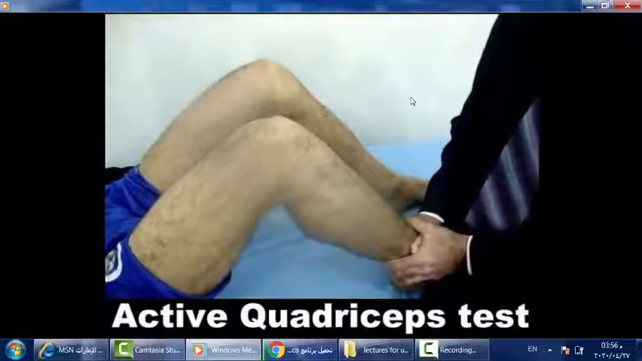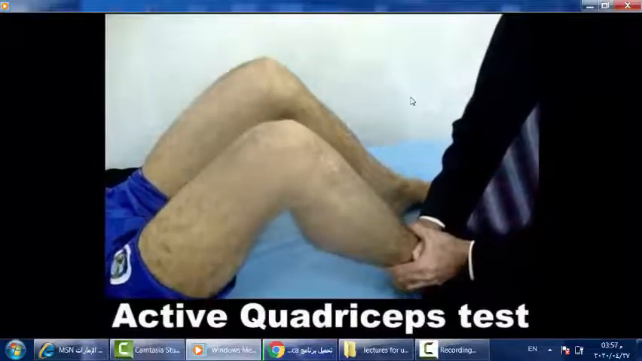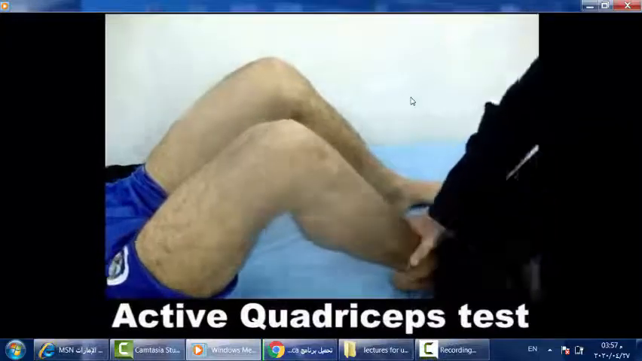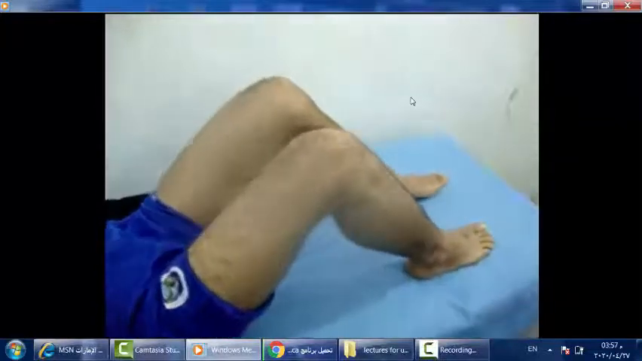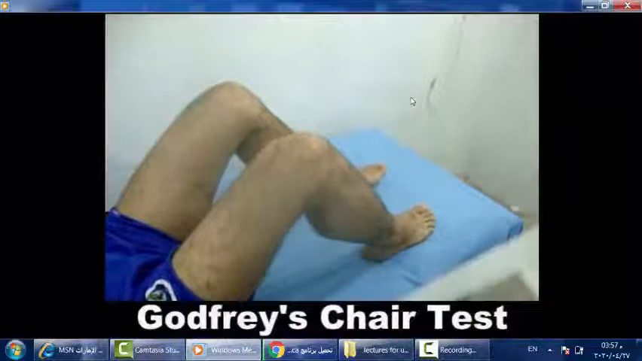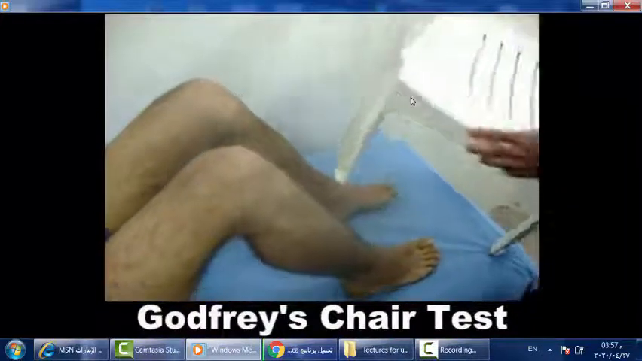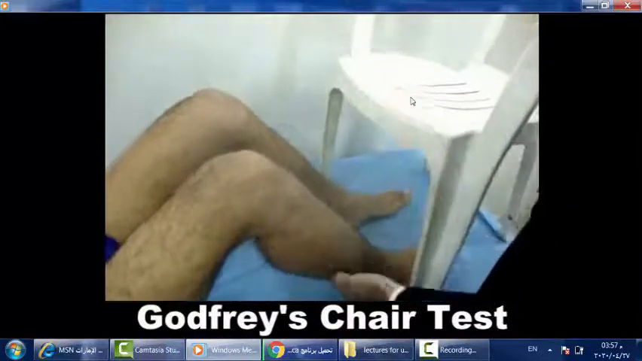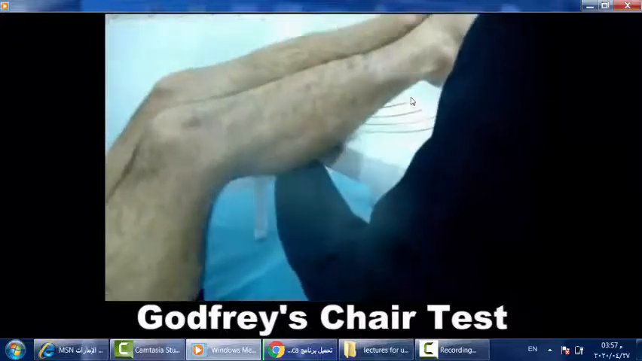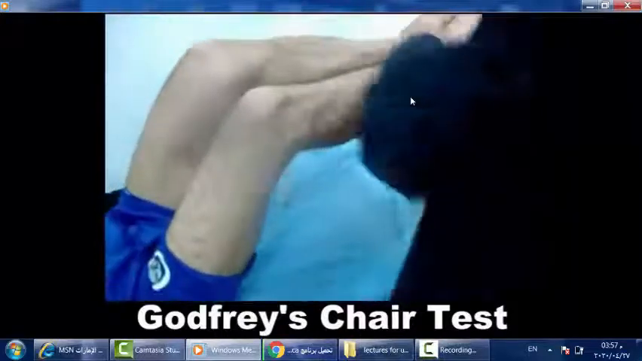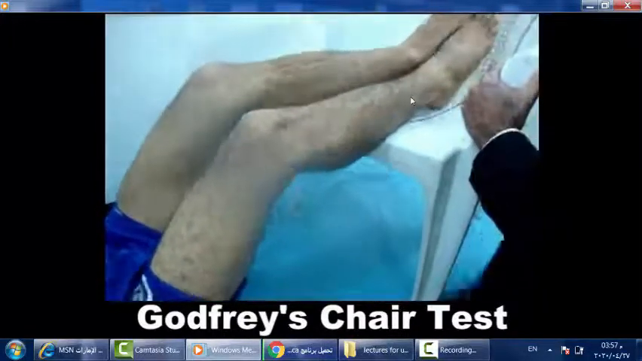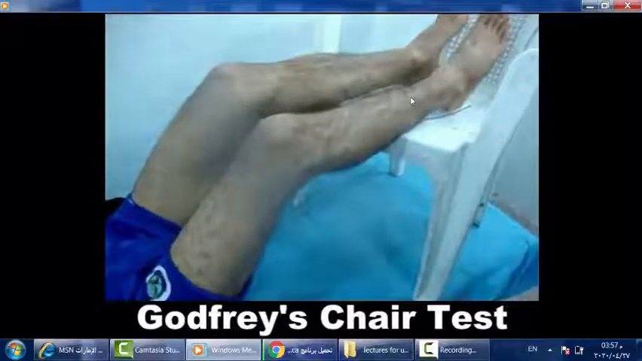This is the quadriceps active test. This is to correct sagging. We ask the patient to push his leg against resistance to correct sagging. And the fourth test for the PCL rupture is the chair test or Godfrey test, to exaggerate sagging by the effect of gravity when we put both legs on the chair.